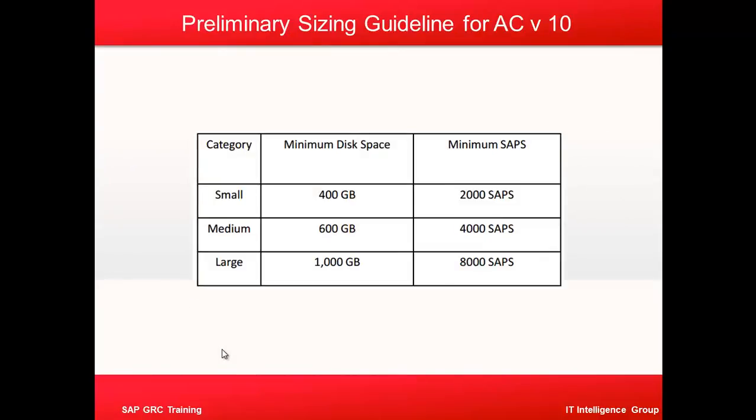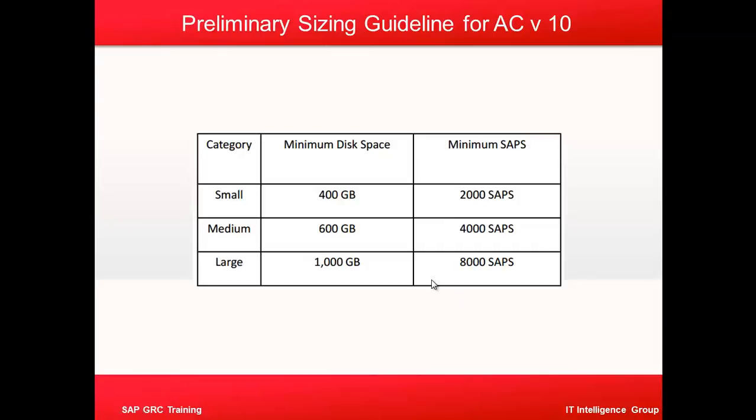So, preliminary sizing guidelines for Access Control version 10. We have minimum disk size and minimum SAPS. For a small system, we require a disk size of about 400 GB and 2000 SAPS. We will see what this SAPS is and how we call it a sizing measure. For medium, 600 GB of space and 4000 SAPS, and large, 1000 GB and 8000 SAPS.